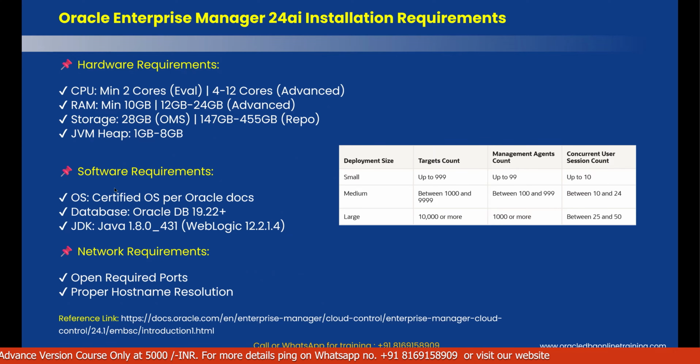Apart from this, the software requirements. For the certified operating system, you can follow Oracle's official documentation regarding certification. I have given the links here. The database version that is supported is 19.22 plus. In our case, we are going ahead with the 19.26 patch set. The JDK version should be 1.8 update 431 or later. Network requirements: all the ports have to be opened and proper host name resolution should be there. These are the installation requirements that have to be fulfilled before you go with the installation.